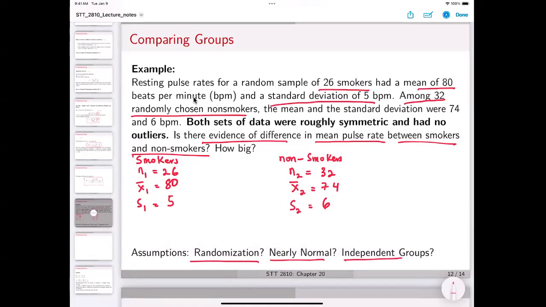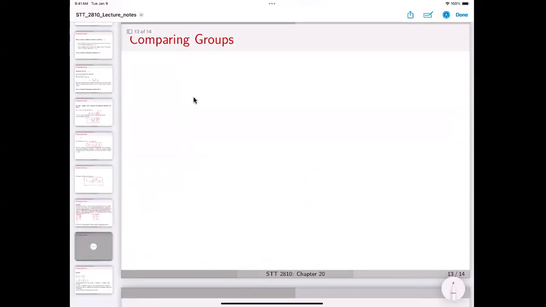Now we need to write our null hypothesis. So H naught, and then the alternative is HA.